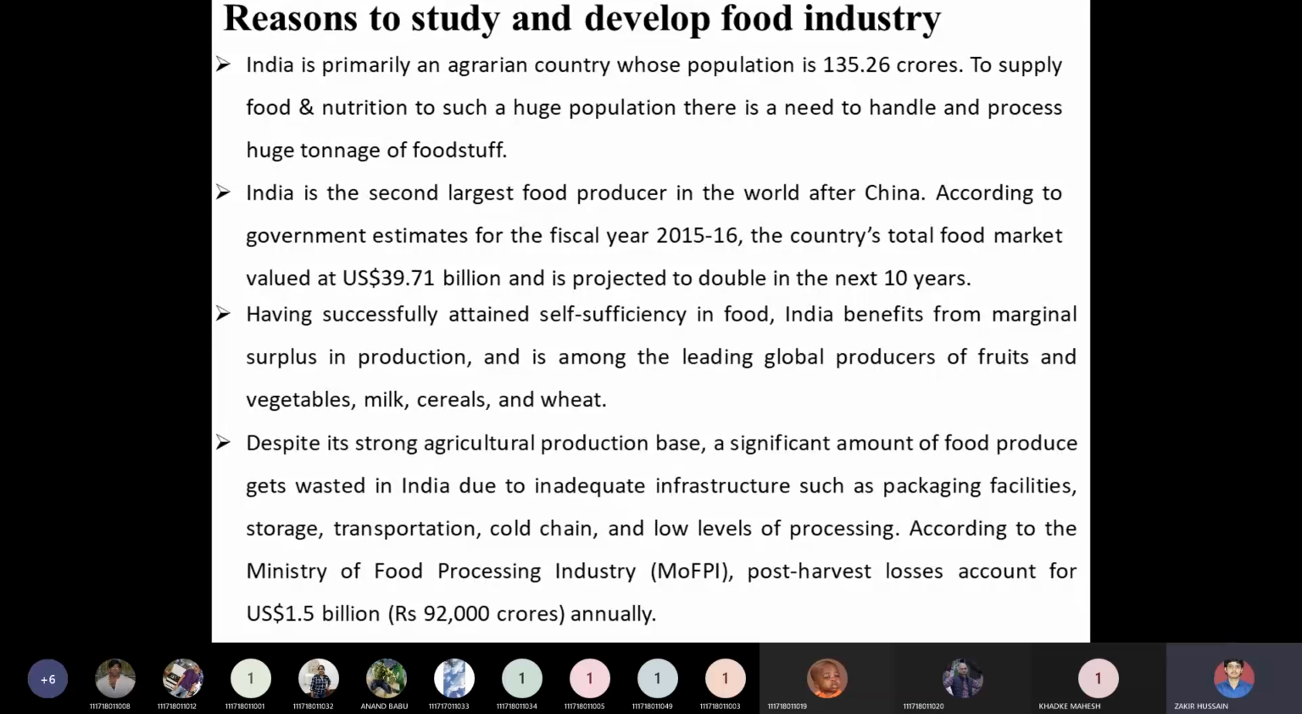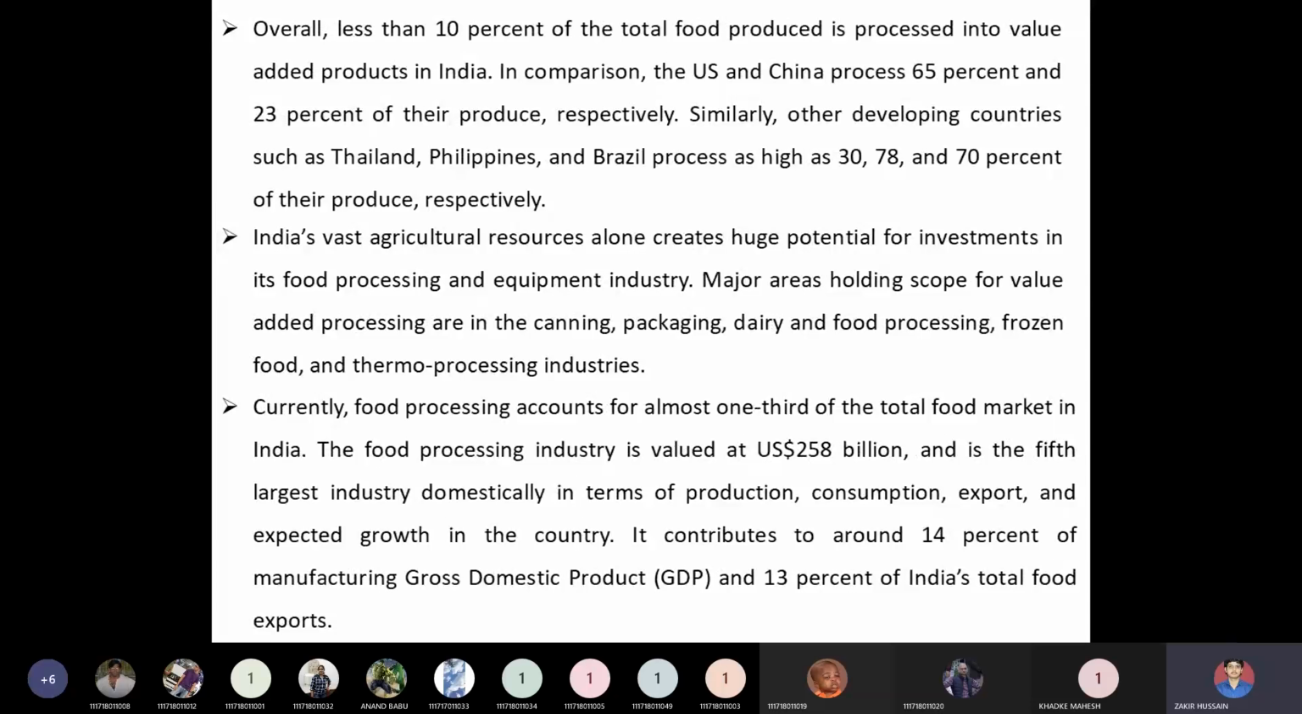Overall, less than 10% of the total food produced is processed into value added products in India. If you see value added products, like I just said the example of pickles, that's a value added product. As such, if you take mangoes, it will not have much value. When we convert into pickle, that will have much value. If you procure a fruit, its shelf life will be very less. If you convert it into a juice and preserve it with some preservatives, then the cost will be increased, because it is converted into a value added product.